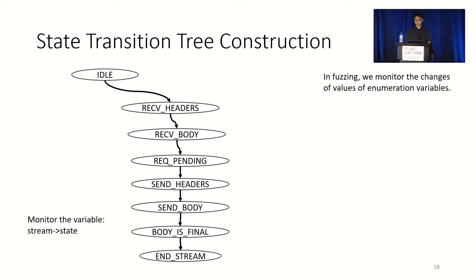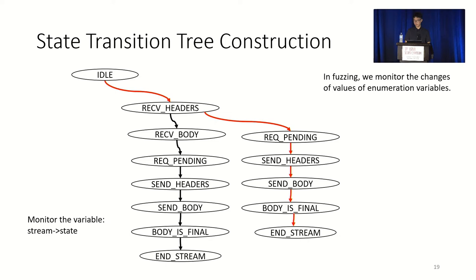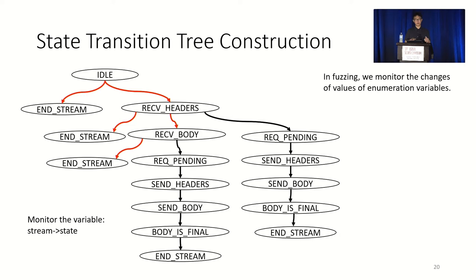If we execute an input, the variable may be set to these values one by one, such as idle, header, receive body. We get a state transition sequence like this, and we put it into the tree. And then when we execute another input, we may get a different state transition sequence, and we merge it into the tree again. Again, we get more branches in this tree and finally get this state transition tree.